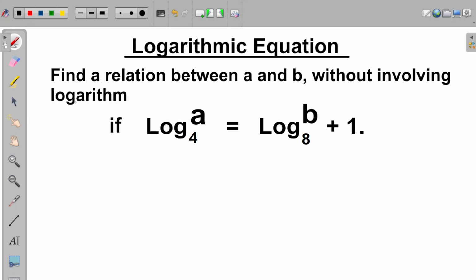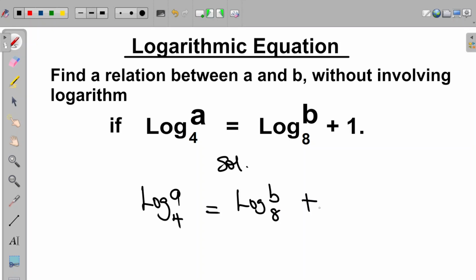We are asked to find a relation between a and b without involving logarithm, if log a to base 4 is equal to log b to base 8 plus 1. So we are given to find the relationship between a and b, given that log a to base 4 is equal to log b to base 8 plus 1.